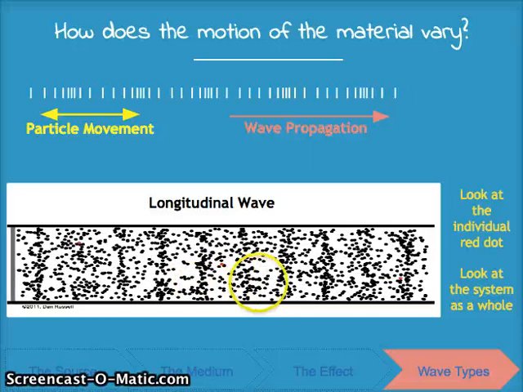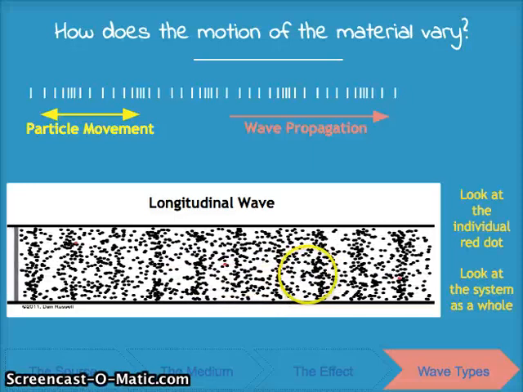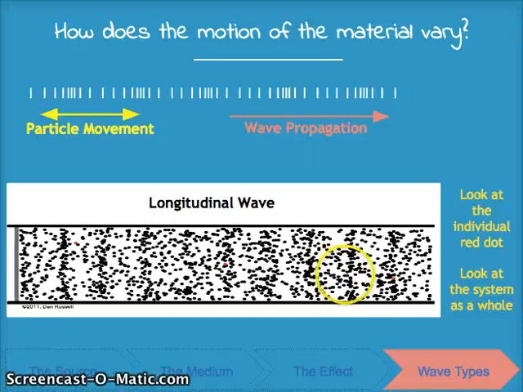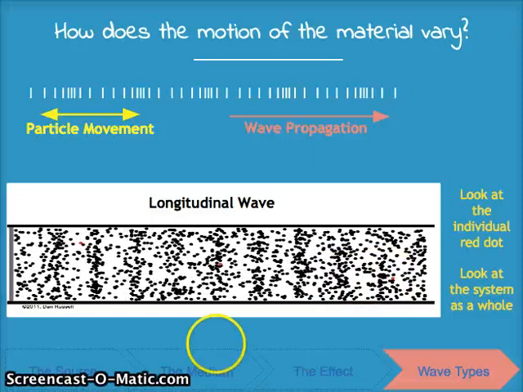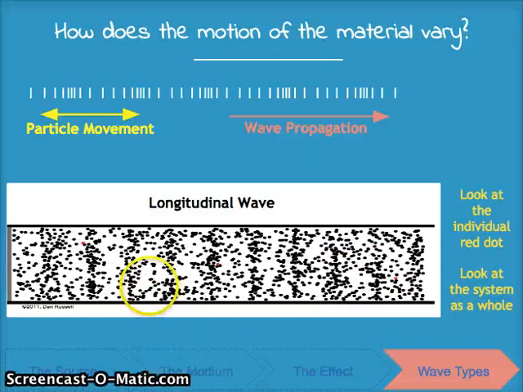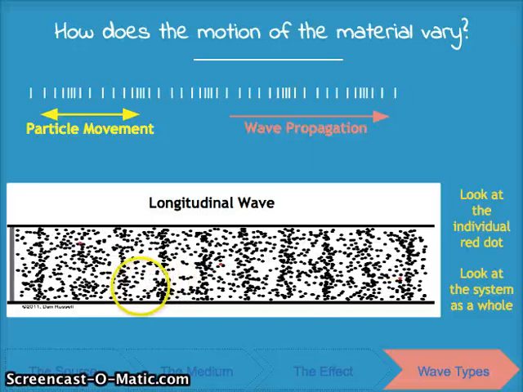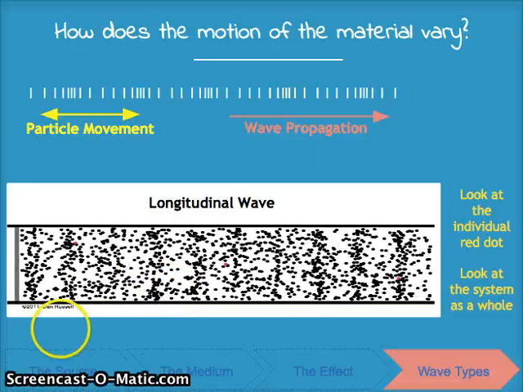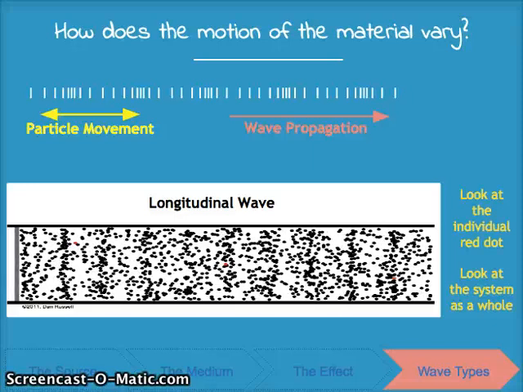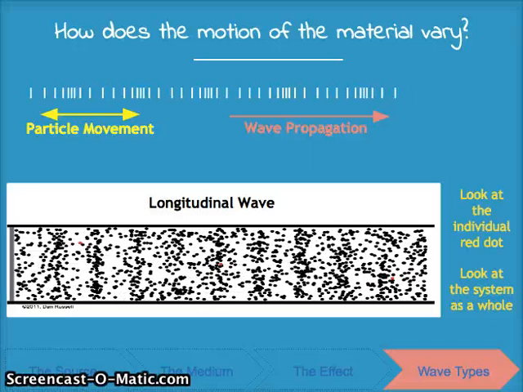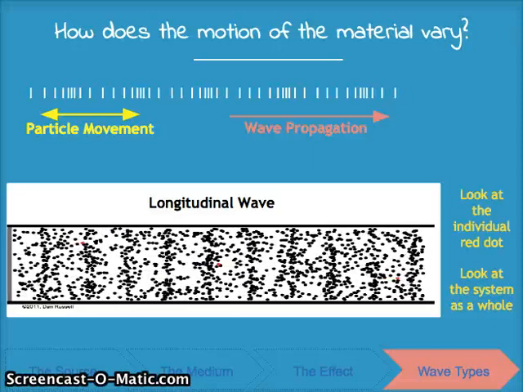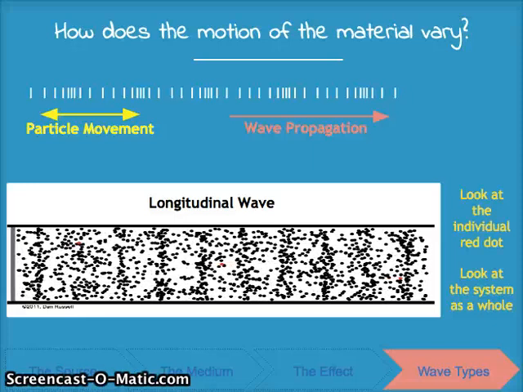But it appears as though the wave moves to the right. That would be the wave speed if we measured how fast this section is moving. But the frequency would be how quickly an individual dot moves back and forth. This is called a longitudinal wave, where the particle's motion is in the same direction as the actual wave's motion.